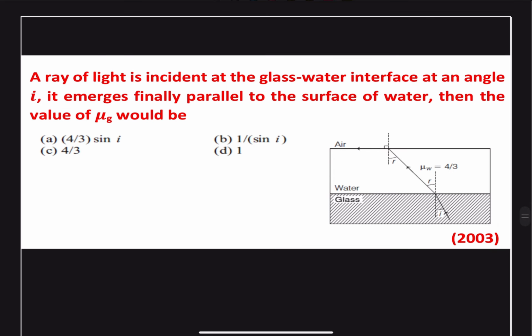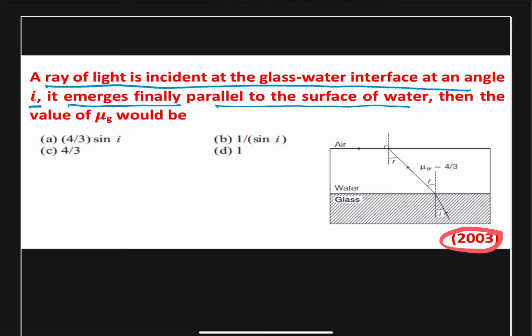It was asked in the year 2003, and it states that a ray of light is incident at the glass water interface at angle I. It emerges finally parallel to the surface of water. Then the value of mu g is. Okay. So we have a glass water interface, incident angle of I, and it emerges parallel to the surface of water. Okay. And the rest of the parameters are given to us.